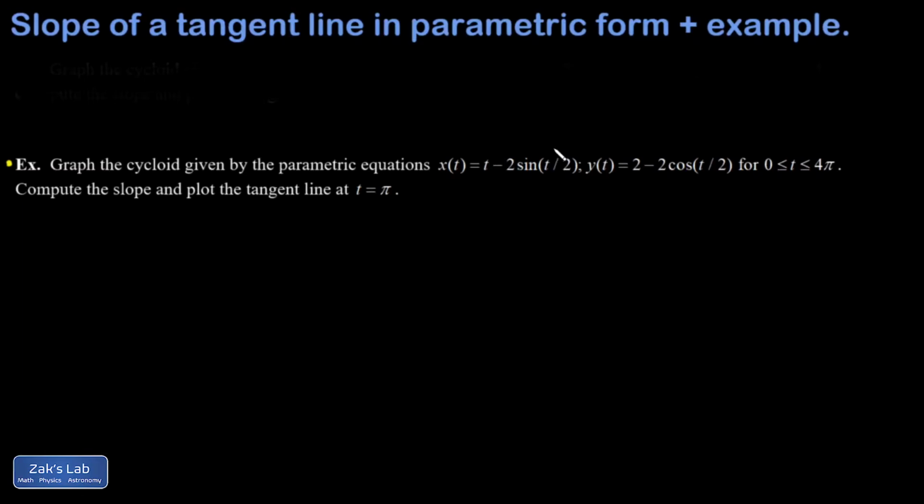And we're going to get the slope at a particular value of t, and then we're going to use that to find the equation of the tangent line and overlay it on the plot to make sure it touches at exactly 1 point like a tangent line should.